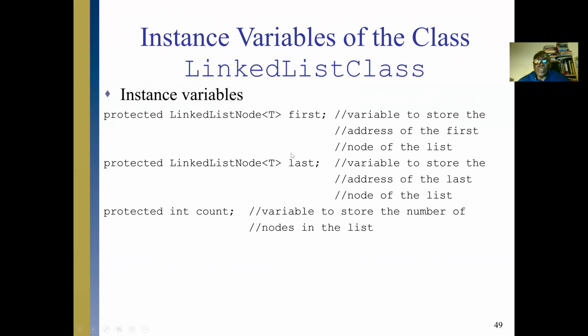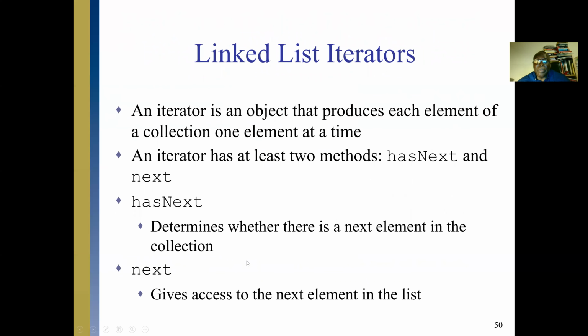And these are our instance variables, first and last, and then count. We say the linked list iterators use at least three methods. The next, has next, and also next.